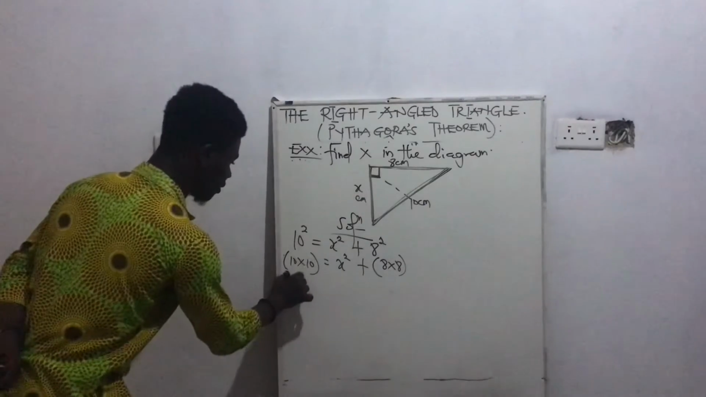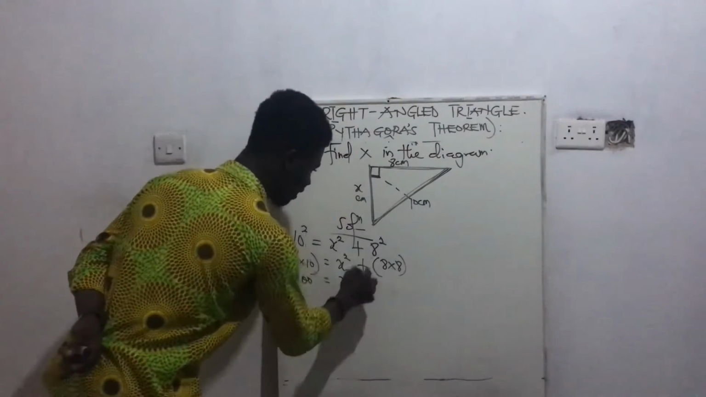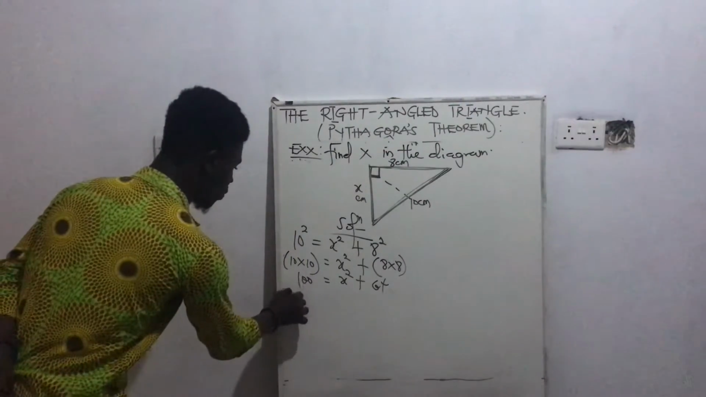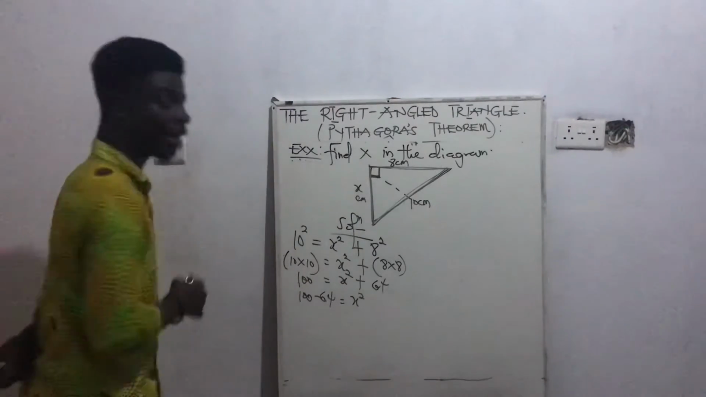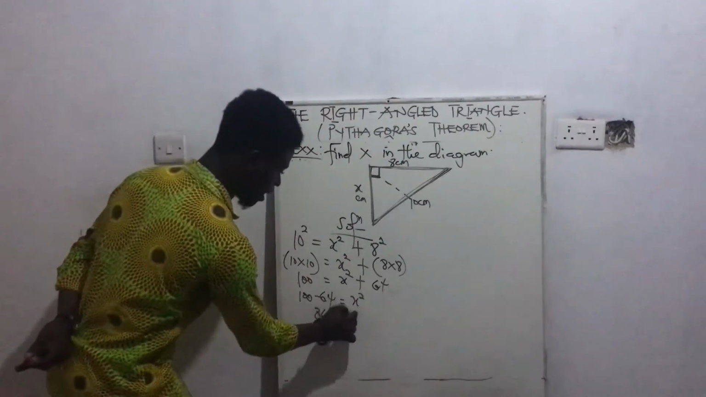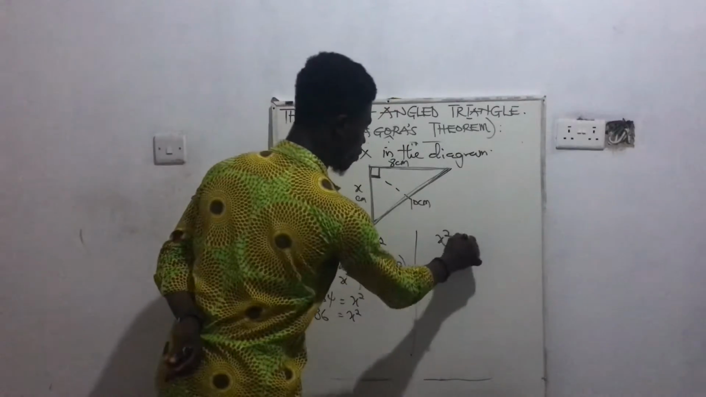So 10 times 10, which is what? 100 equals x squared plus 8 times 8, which is what? 64. So I group like things. I have 100 minus 64 equals x squared. So 100 minus 64 is 36 equals x squared. So now I have x squared equals 36.